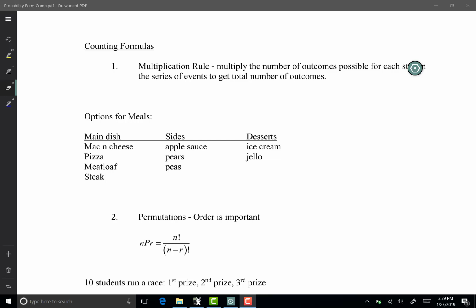Okay, in this section, we're going to talk about the counting formulas. There's three important counting formulas we're going to talk about. The first one is the multiplication rule. This is where we just multiply the number of outcomes possible for each series of events.